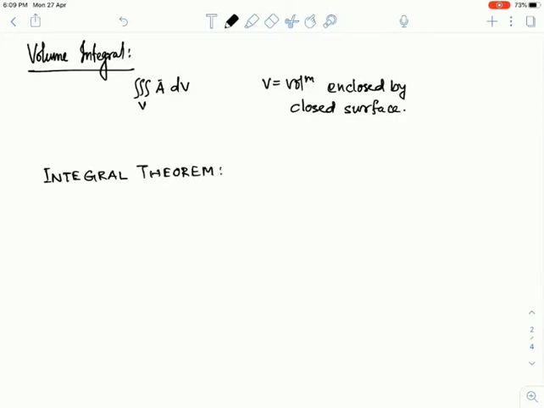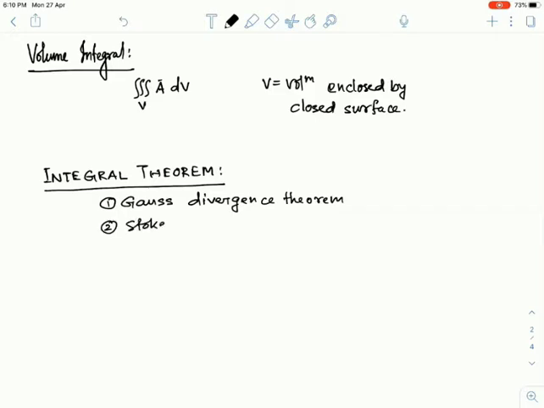Now let's discuss integral theorems. There are three integral theorems. One, Gauss divergence theorem. Two, Stokes' theorem. Three, Green's theorem for plane.